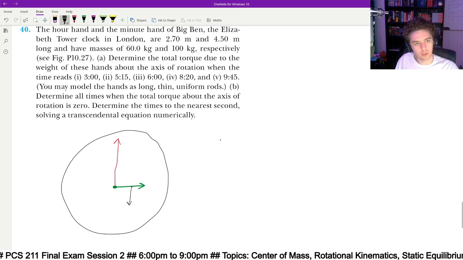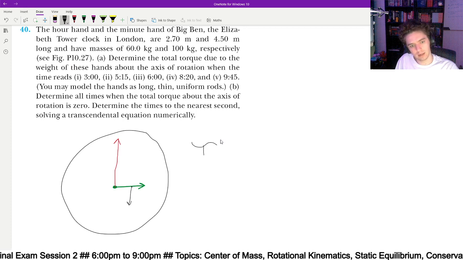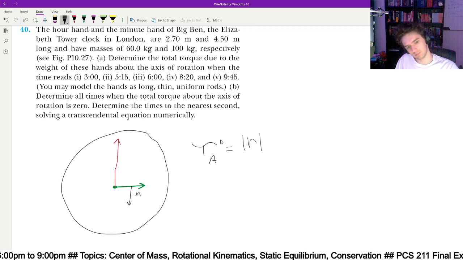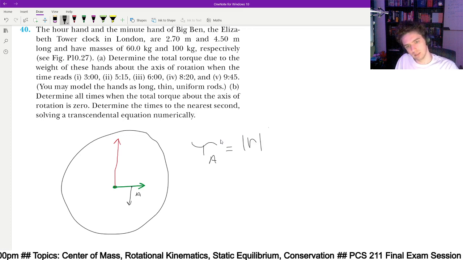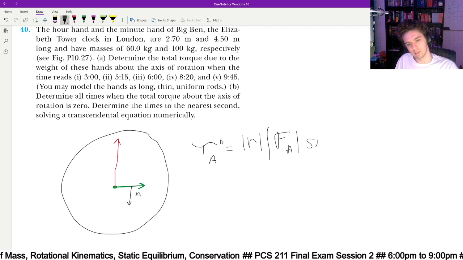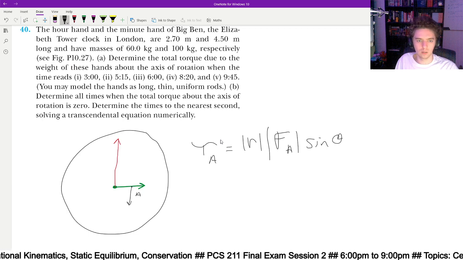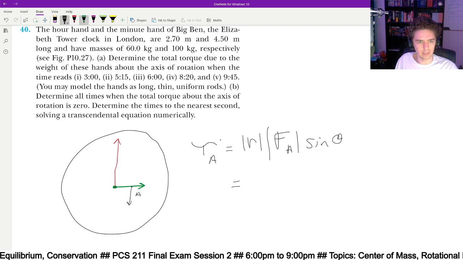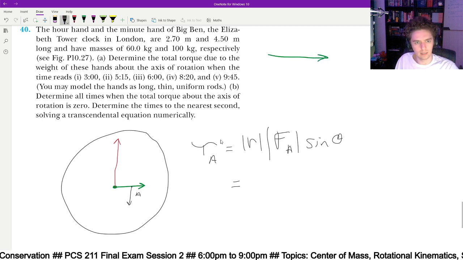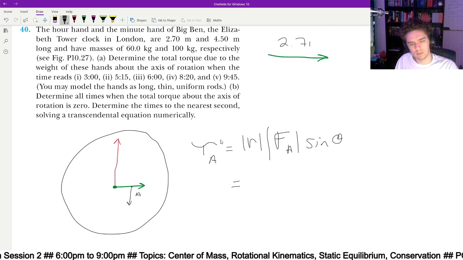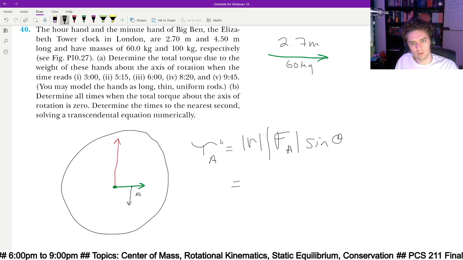So now we just say, okay, the torque done by A is equal to its distance from the axle, times the magnitude of the force applied by A, times sine of theta. Well, what's R? R is going to be 1/2 of that length. Now let's get the lengths here. So I'll draw them like this. So the hour hand is 2.7 meters and weighs 60 kilograms.